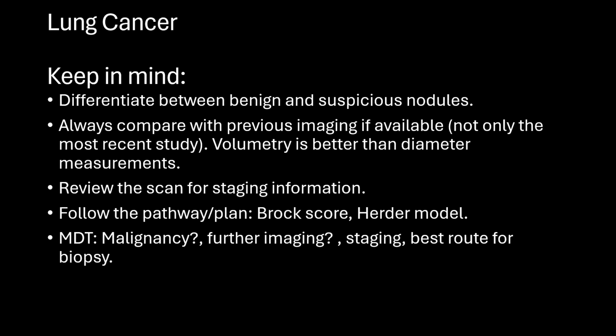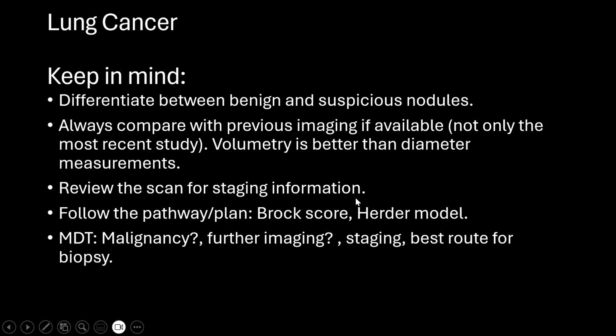So when we look at a case of possible lung cancer, any chest CT, if there is any suspicious nodule, we need to differentiate between benign and suspicious nodules. We need to always compare with previous imaging if available, not only the most recent study, because sometimes the difference is very subtle between 2 successive time points. We need to go back maybe 1 year, 2 years, to be able to appreciate the difference. And when we measure the nodules, of course, volumetry, sometimes there is AI software that can provide you with the volume of the lesion. It is always better than diameter measurements.